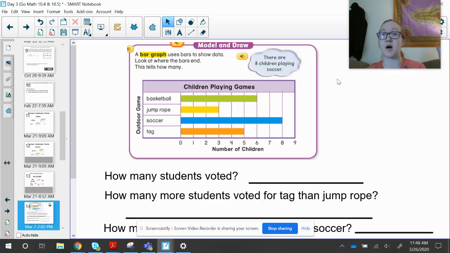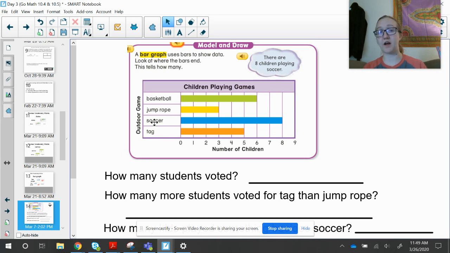So I'm going to model for you what your UDO is going to look like and some of the things that your UDO is going to look like. The first thing is that this bar graph uses bars to show data. So as you can see right here, there's this big rectangle that's lined up with the word basketball. That means that that bar is representing all the people that wanted to play basketball.